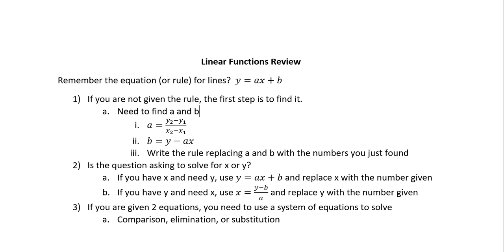So remember that the equation of the line, or the rule of a line, is y equals ax plus b. So if in a question we're not given the rule, the first step is always to find it. So we need to figure out what A is, and we need to figure out what B is. And there are two formulas to do that, right? A is y2 minus y1 divided by x2 minus x1.